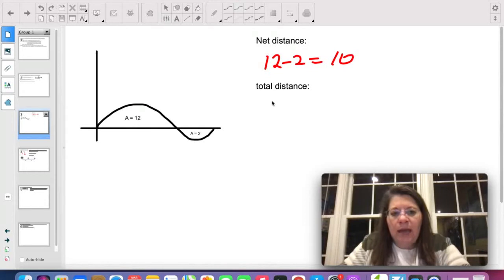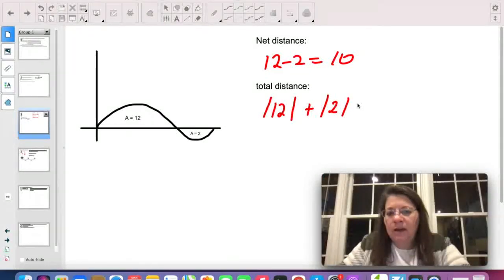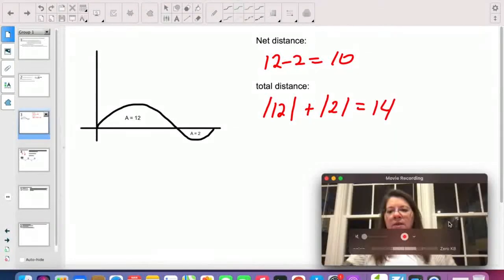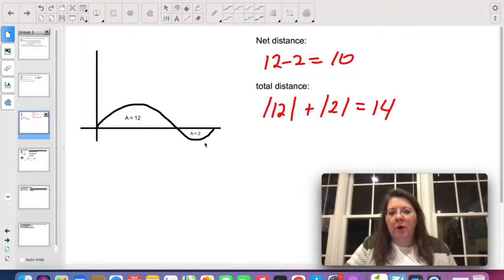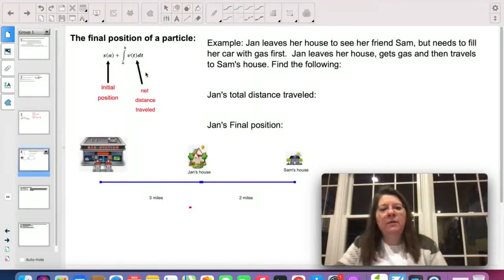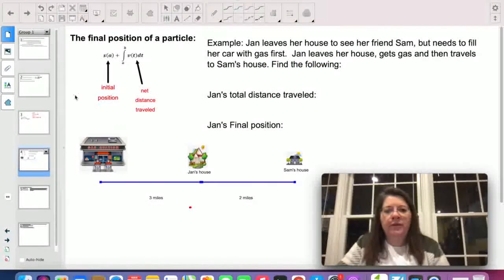And so we would have the absolute value of 12 plus the absolute value of 2, giving us a total of 14. So it doesn't take into account what part was negative and what part was positive. It's just the total distance there. The next thing we need to talk about is that final position of a particle.